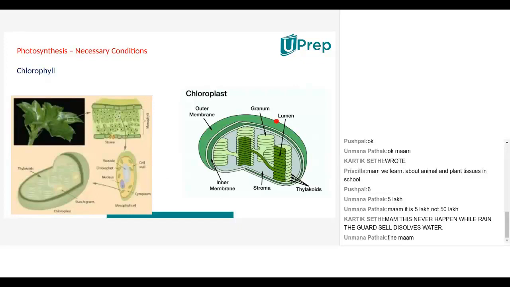So this is just one chloroplast. Just imagine there are thousands and millions of chloroplasts like this in one leaf. Can you imagine? Photosynthesis happens so rapidly. There are millions and millions in only one leaf.